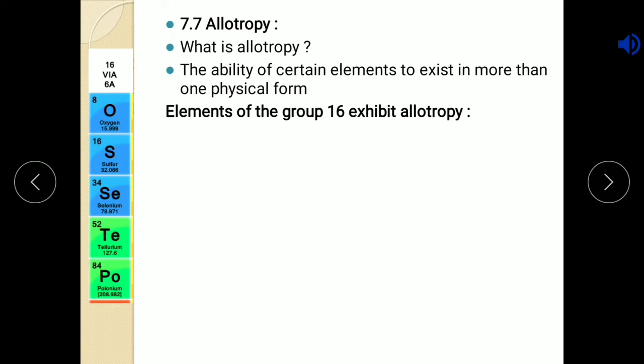All the elements of group 16 exhibit allotropy. We will see one by one. First member oxygen, it has two allotropes. One is oxygen itself and the second one is ozone. That is O2 and O3 are the allotropes of oxygen.